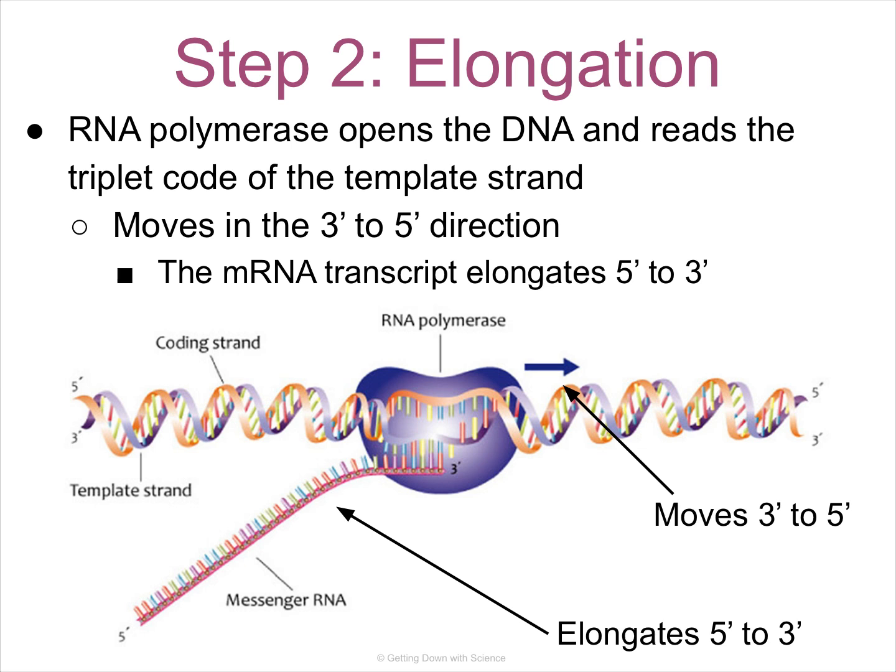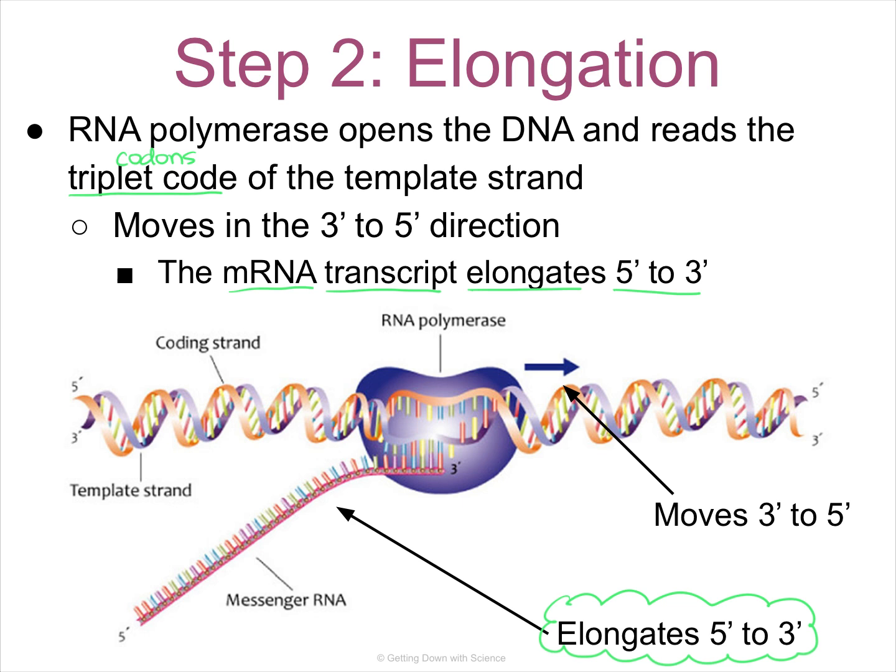Now, the next step is elongation. And this is the process of building. So RNA polymerase is going to open up that DNA strand. It's going to read the triplet code. Remember, those are codons of the template strand. It's going to move in the 3' to 5' direction. And it says the mRNA transcript elongates 5' to 3'. So if you notice here down at the bottom, it says elongates 5' to 3'.